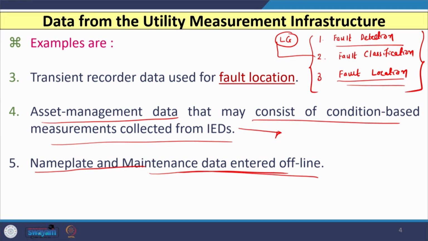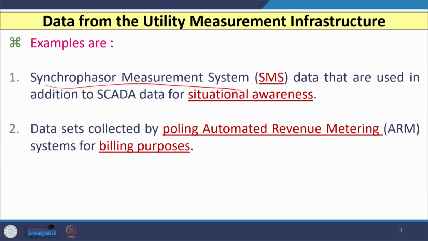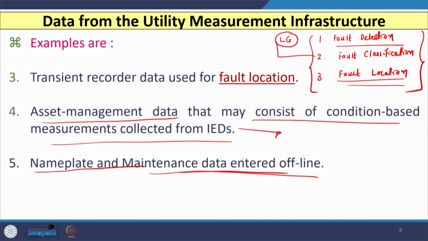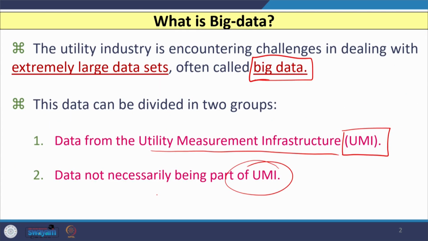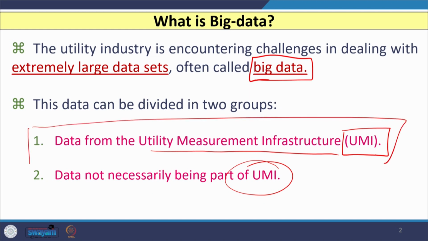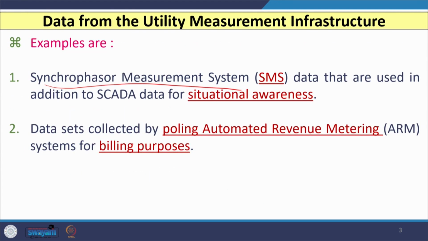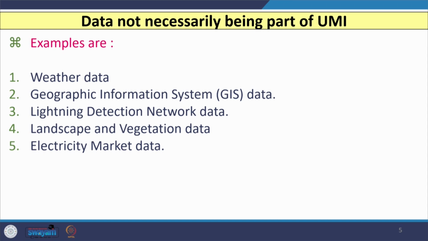So, these 5 types of data are available from, let us say, the synchrophasors, SCADA systems, maybe automated revenue metering systems or smart meters, maybe from transient recorders or from IEDs, or maybe some offline data collected from nameplate or during the scheduled maintenance. All those data fall under the category of the first, that is the data from the utility measurement infrastructure.